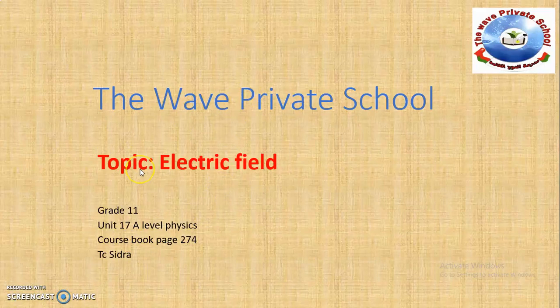Today we have a new topic, that is electric field. In this topic we will have different objectives. First of all, we will see what is electric field and how it is represented. After that we will see what are point charges. Then our third objective is forces between point charges. So one by one we will discuss these three things. This is grade 11, chapter number 17, A-level physics, and you will find this topic in the course book page 274. Now let's start.